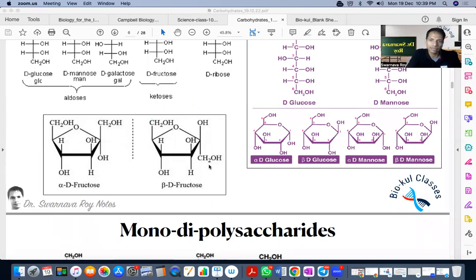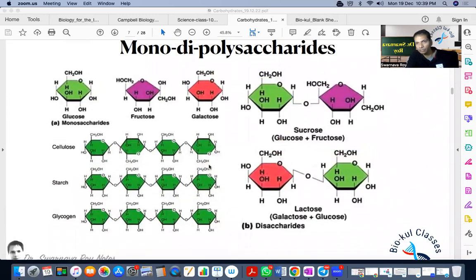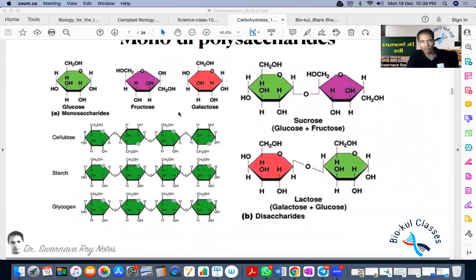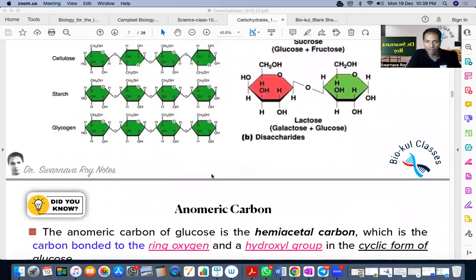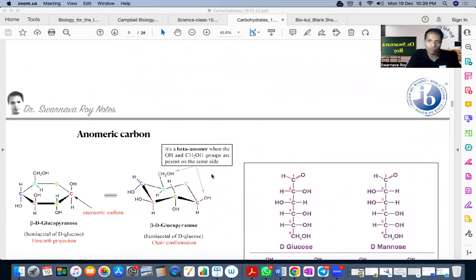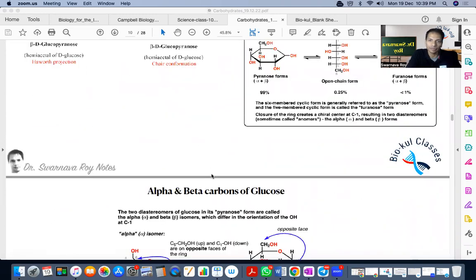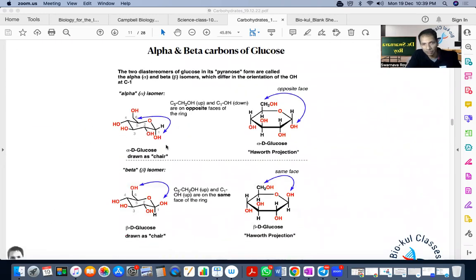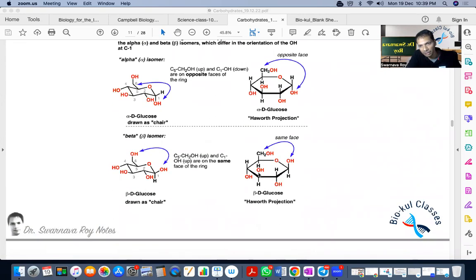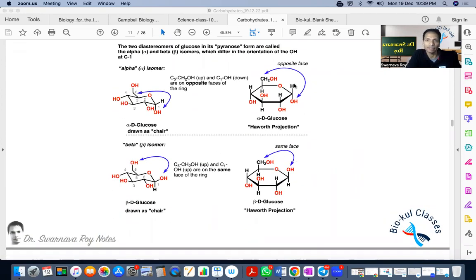And next, we learned about the different kinds of carbohydrates: what is a disaccharide, what's a monosaccharide, what are the polysaccharides. We learned what's an anomeric carbon in this lecture. We also learned what's an alpha and what's a beta. Beta has the same side, and alpha has the opposite side. You see, the CHOH and the OH in the alpha are on the opposite sides of the plane. Here, they're on the same side.